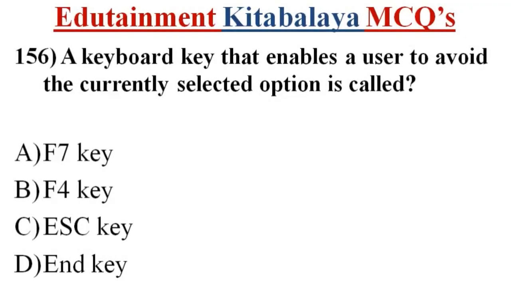Question number 156. A keyboard's key that enables a user to avoid the currently selected option is called? A. F7 key. B. F4 key. C. Escape key. D. End key. Correct answer is C. Escape key.